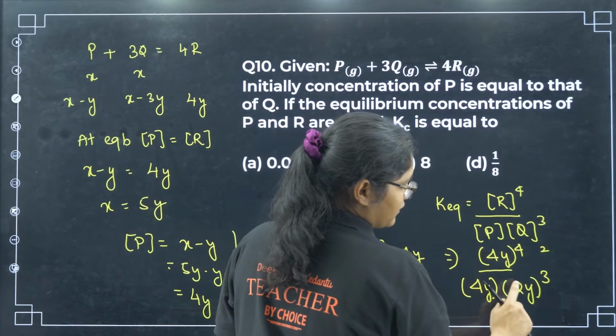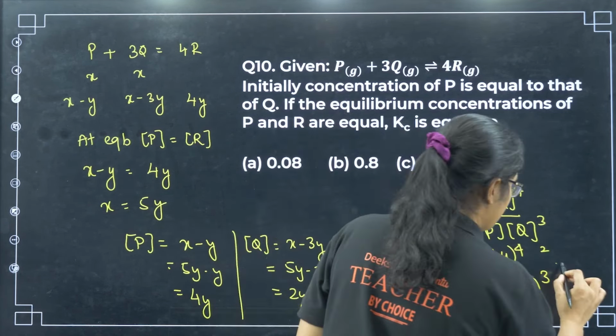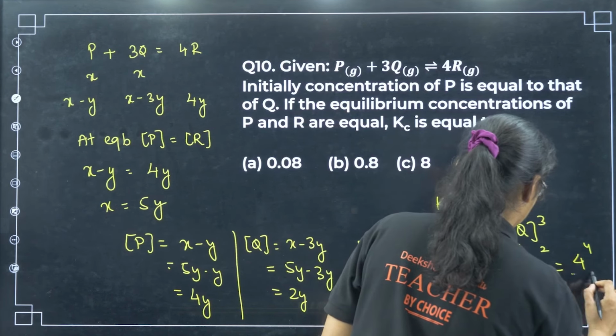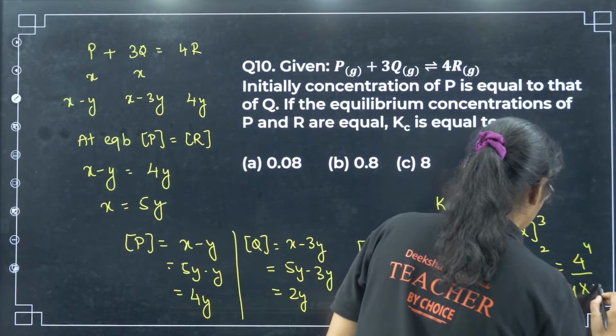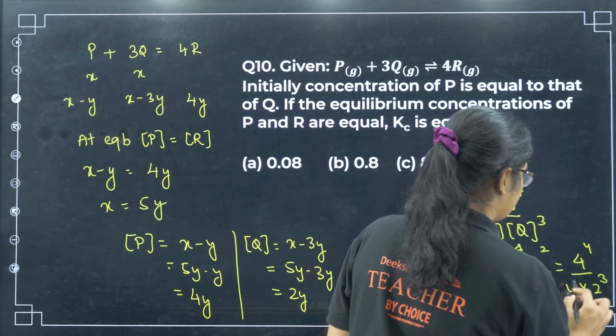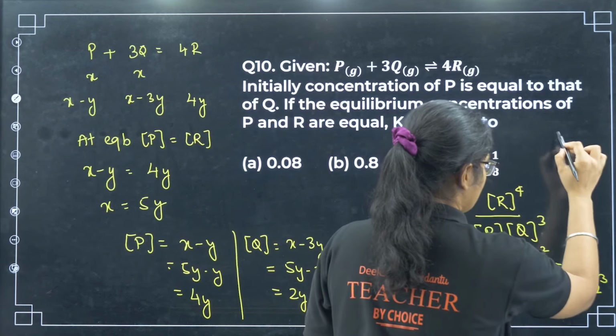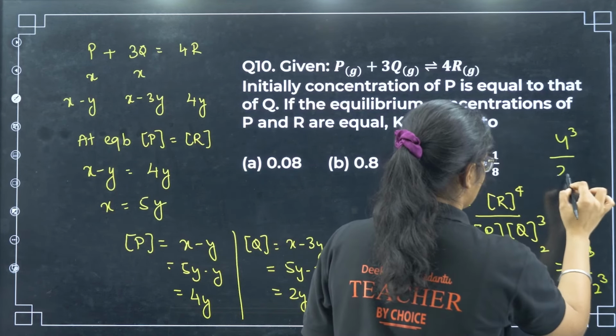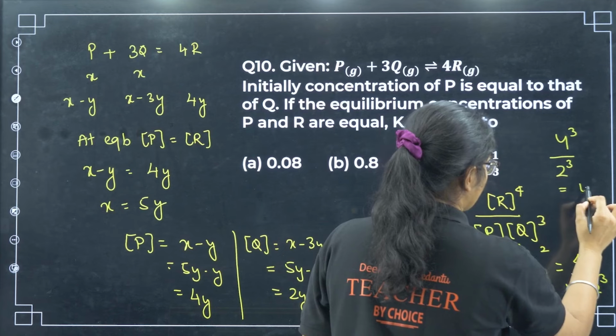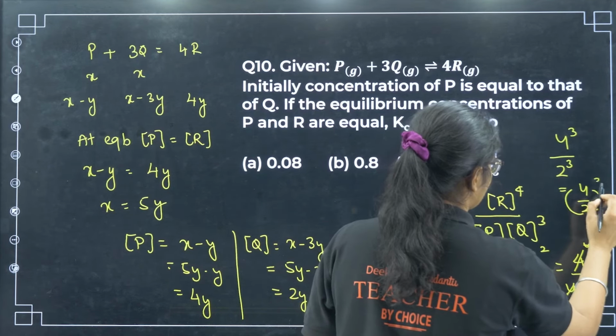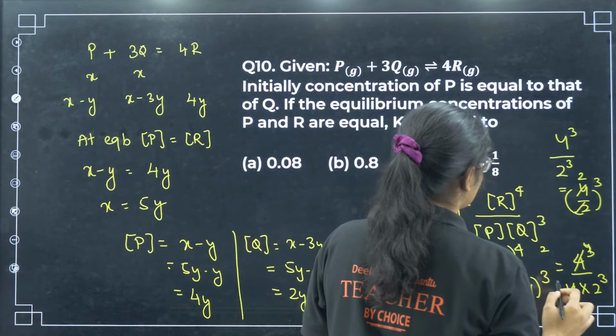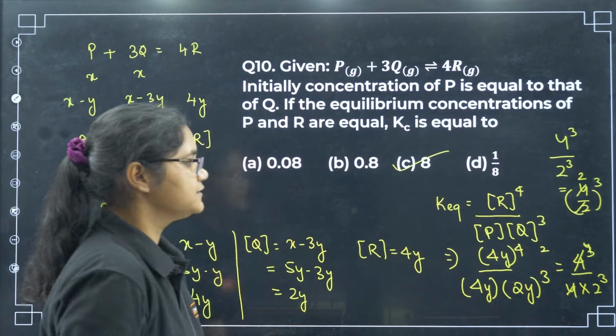Now you can see all the y will get cancelled because I have here y to the power of 4, here y and y, so y got cancelled, and then I have 4 to the power of 4, 4 into 2 to the power of 3, 1 4 I 4 cancel, right? So I have 4 to the power of 3, 2 to the power of 3. So I can write 4 by 2 to the power of 3, that is 2 to the 4, 4 to the 8, option number C here.